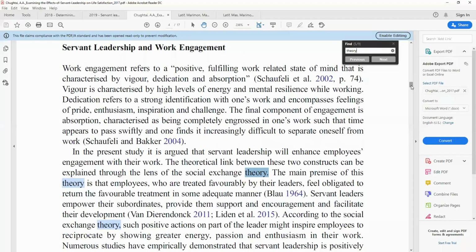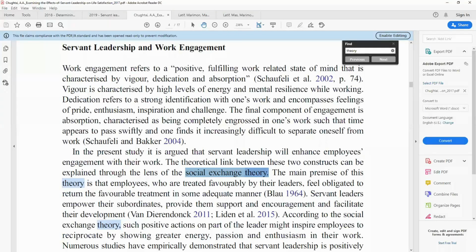It's mentioned in the literature review, where they are expressing how one particular variable is linked to another. In the present study, it is argued that servant leadership will enhance employees' engagement with their work. The theoretical link between these two constructs can be explained through the lens of social exchange theory. Now, this is the theory that they are using to explain the relationship between servant leadership and work engagement.